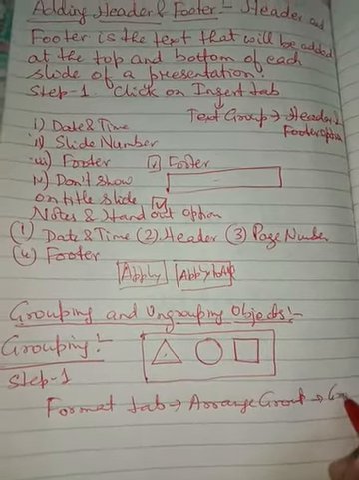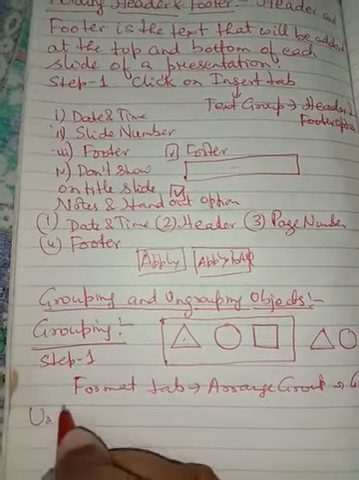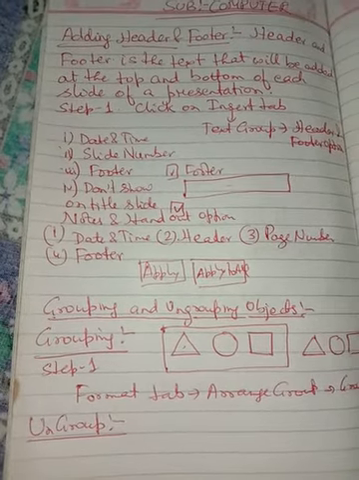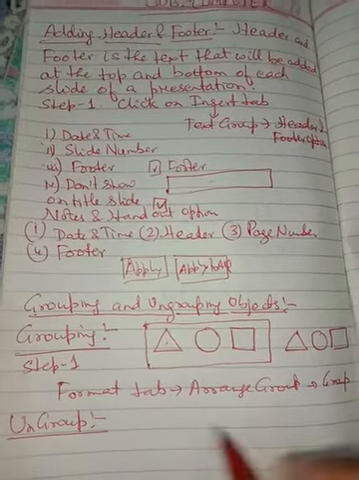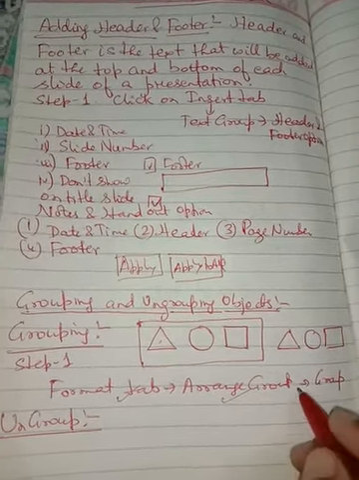Now if I want to ungroup them, how can I ungroup the objects? In order to ungroup the object, again I have to click on the format tab, then the arrange group, and from the arrange group I can click on ungroup. As soon as I click on ungroup, these three will again become separate objects. So this is the way of grouping or ungrouping the objects.